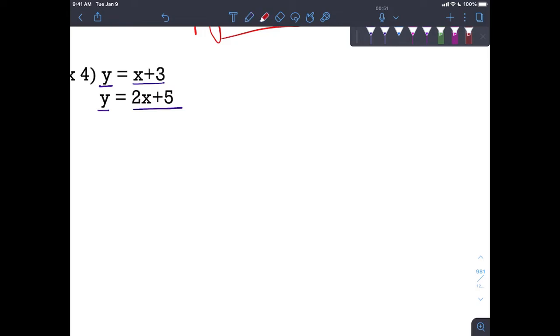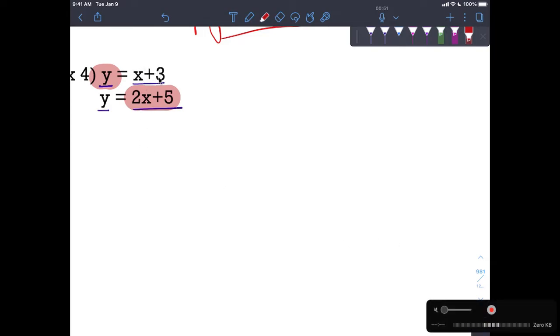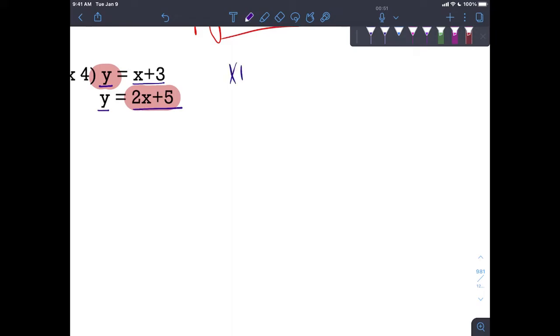So what I'm going to do is take this x-containing portion and replace that y to get an equation where I have something I can solve for x. Because if I replace this with a y, I get y equals y. I won't have an answer. So let's go ahead and do that. x plus 3 equals 2x plus 5. Oh, backwards. Sorry, guys.